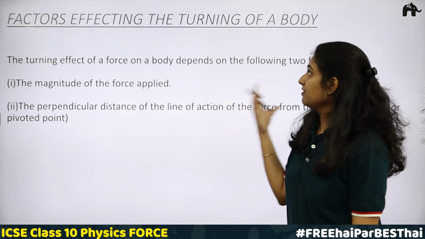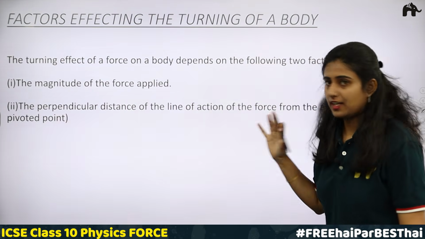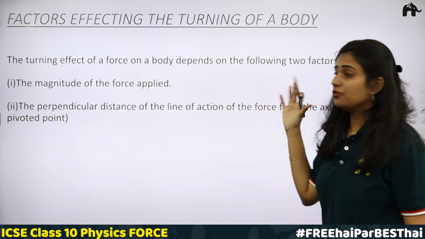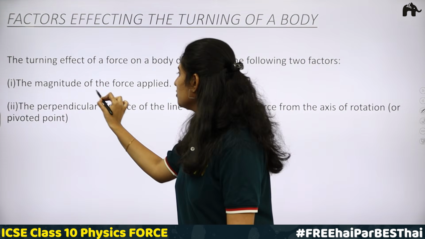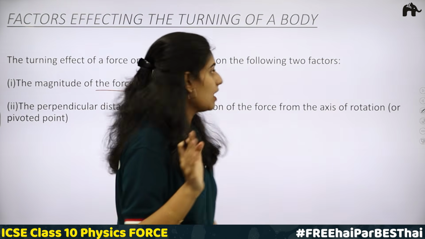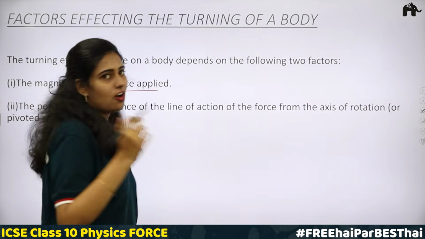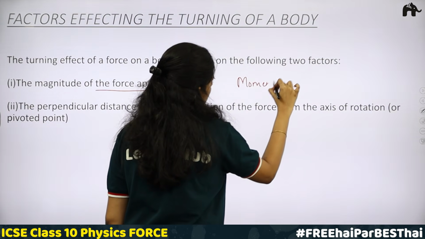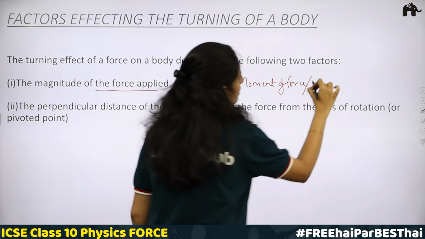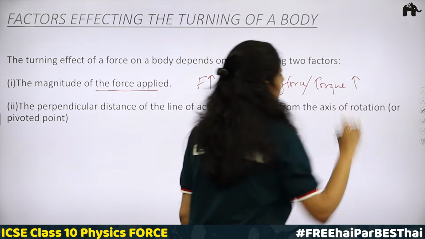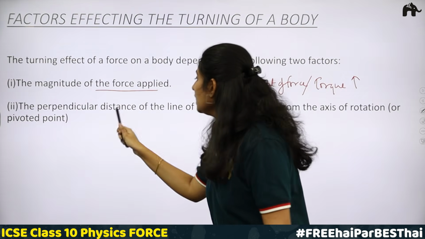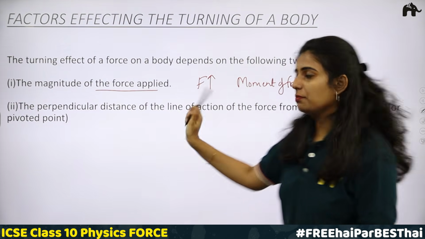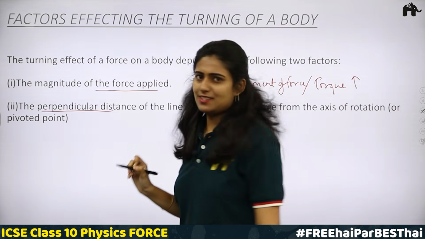Factors affecting the turning of a body. What are the two factors on which the turning of a body depends? The turning effect of a force on a body depends on the following two factors. First one is the magnitude of force applied. As we said, when force increases, what happens? The torque or the turning effect also increases. Force increases, moment of force or torque also increases. Next, the perpendicular distance of the line of action of force from the axis of rotation or pivoted point. Why perpendicular distance?